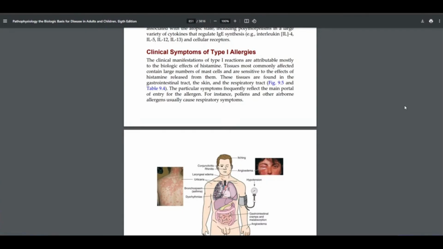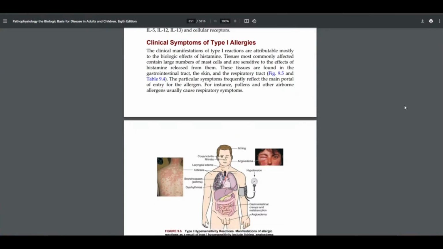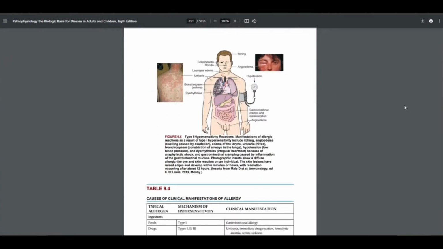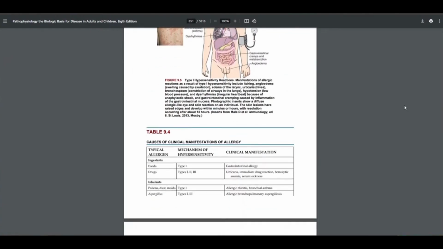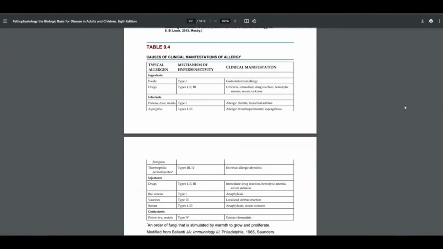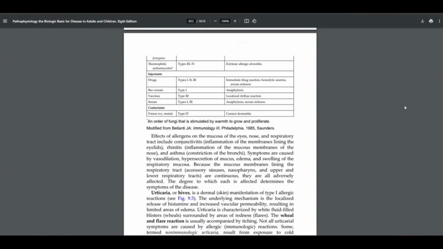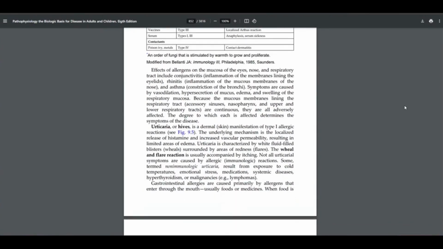For instance, pollens and other airborne allergens usually cause respiratory symptoms. And there is a whole list of things. We'll skip over that though.